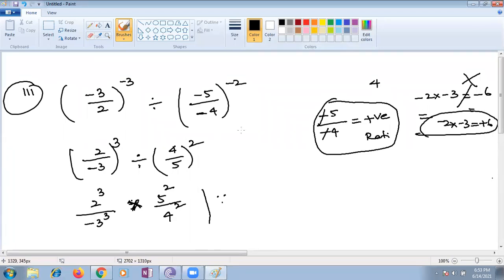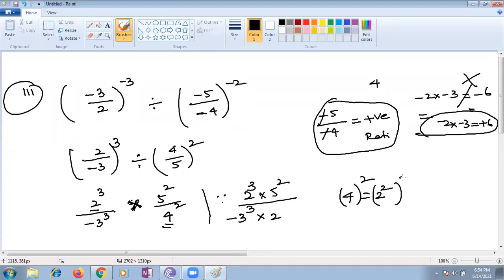Next one, you see, children, here. What is the step we are taking? This is in terms of 2 cubed, but it is in terms of 4 power. Can we take 4 as 2 square? Yes or no? So what happens? 2 cubed multiplied with 5 square is the numerator, and the denominator can be written as minus 3 cubed multiplied with 4, which can be written as 2 square whole square. 2 square whole square can be written as 2 power 4. So here the bases are the same.